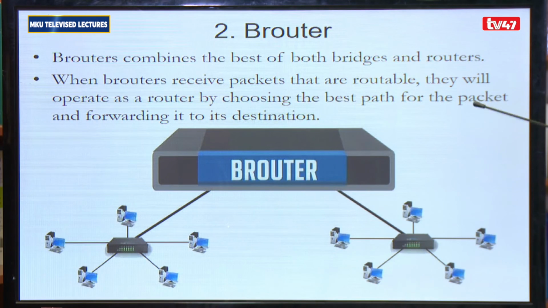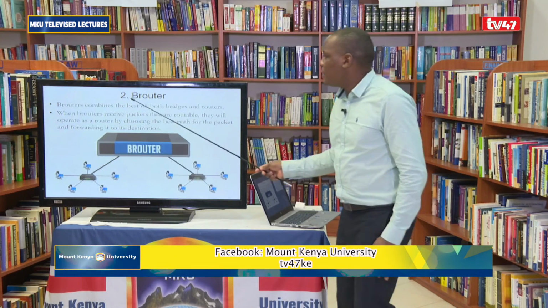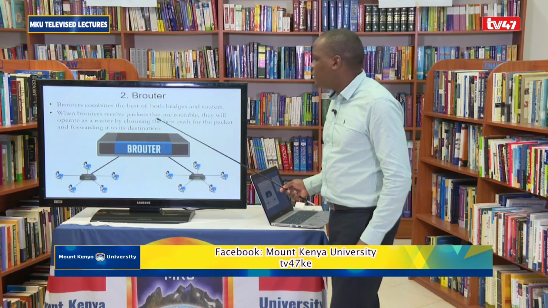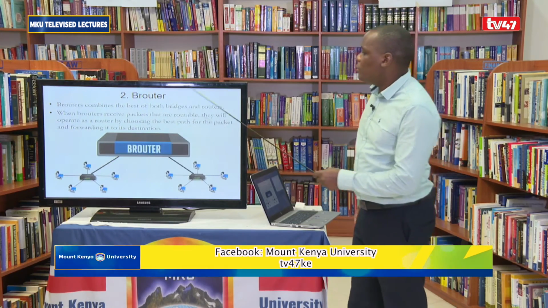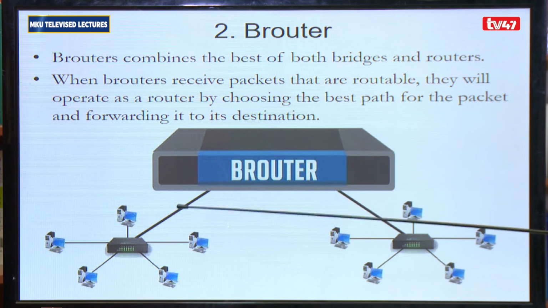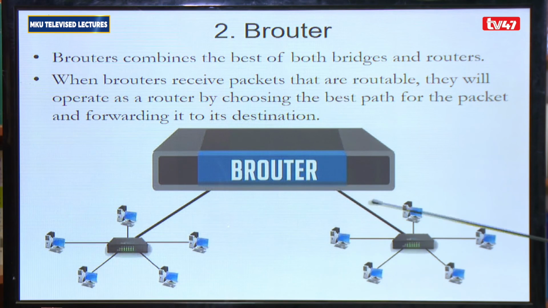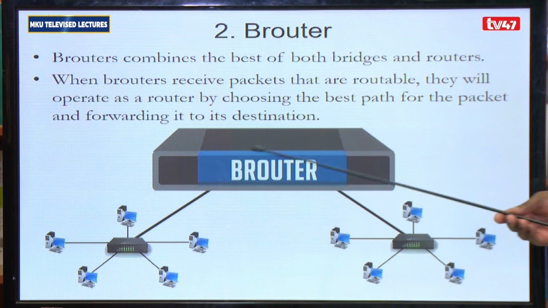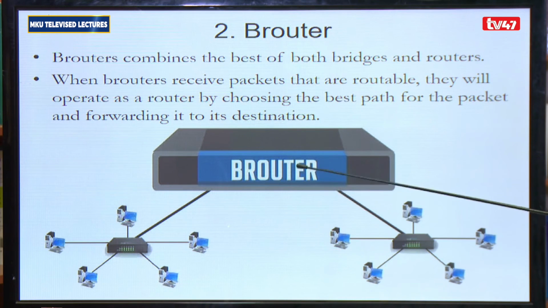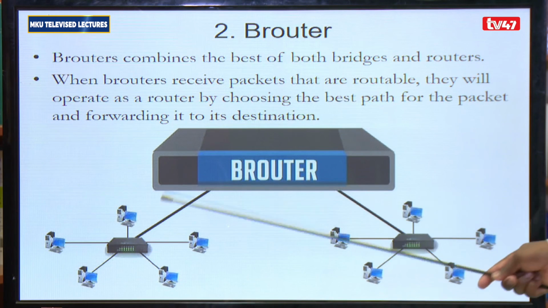Then we have a brouter. A brouter is a two-in-one device. It's a router and a bridge. And just like you have said with the routers and the bridge, this particular device manages different networks. This is one network, this is another network. It interconnects the two networks together and performs some network management depending on the kind of data that it receives from different sources.